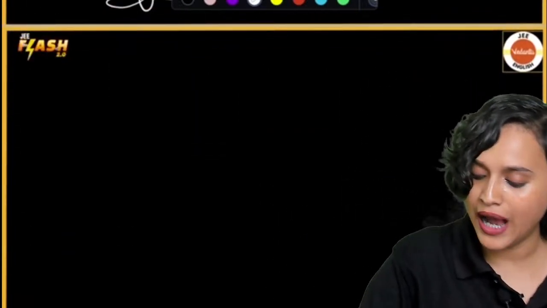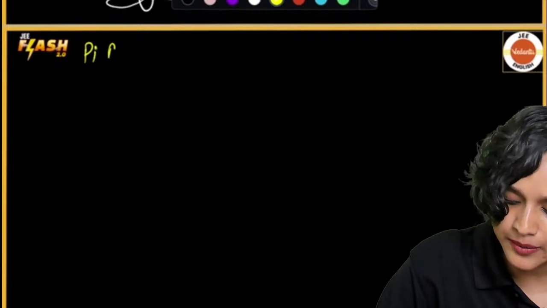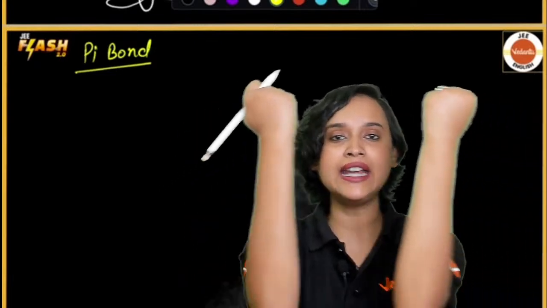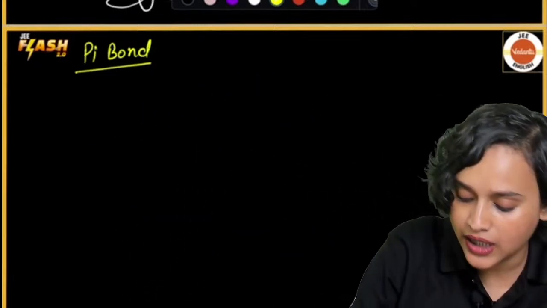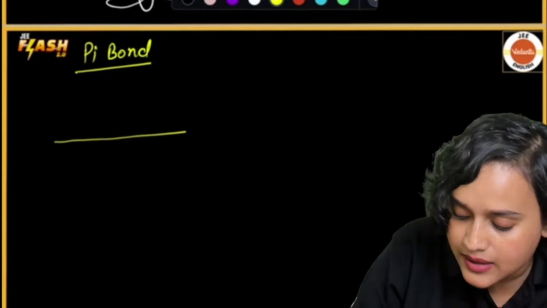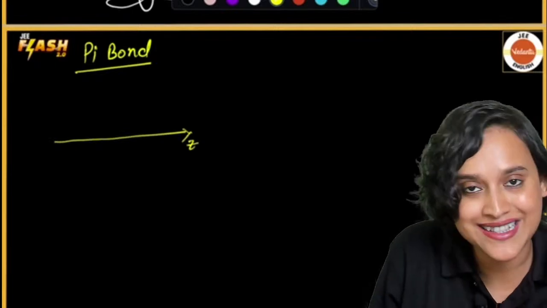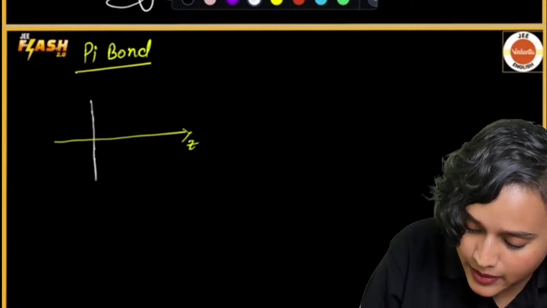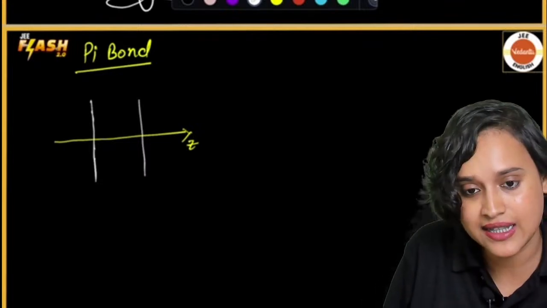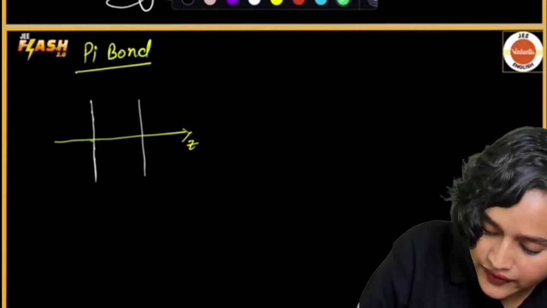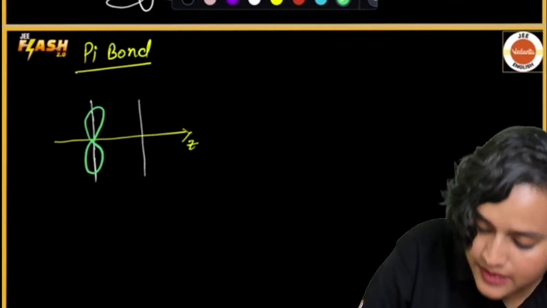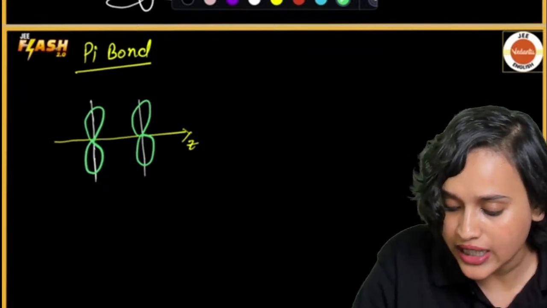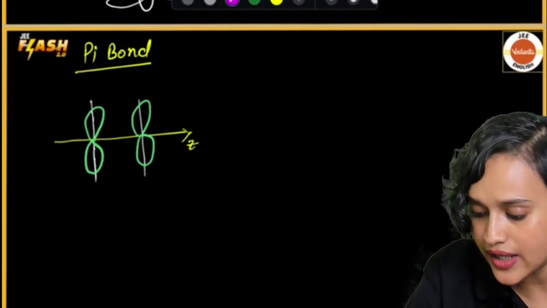Now let us talk about pi bond here, everybody. Pi bond is a sideways overlapping. So for example, let's say that this is my z axis. If this is my z axis, that means that this is my y axis and this is also my y axis here, right? Now if I have py, this is my py, this is also my py.